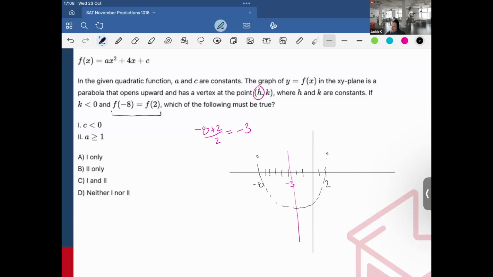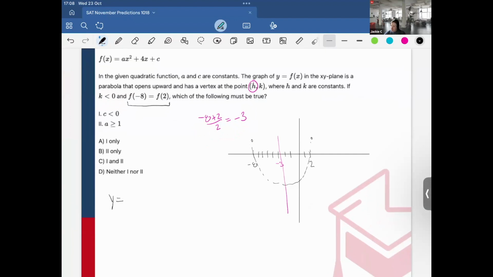Okay, so now that I know that, what I'm going to do is use that information and plug it into vertex form. So here it would be a(x plus 3) squared plus k. And then I'm going to expand to put it into standard form. So this would become x squared plus 6x plus 9 plus k. And this would be ax squared plus 6ax plus 9a plus k. Remember, it was equal to this equation.